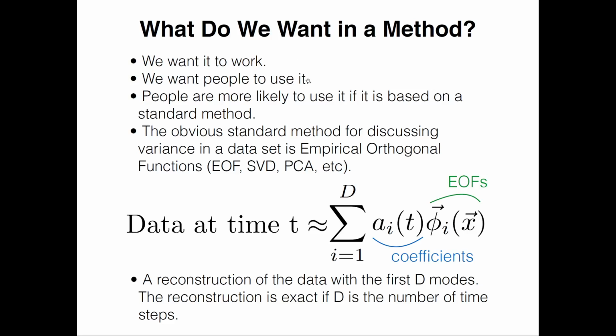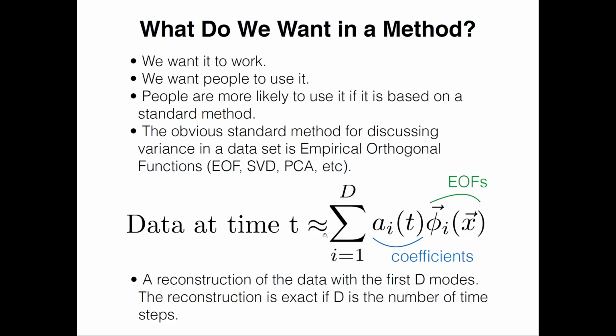And given these two, that it should work and people should use it, people are more likely to use it if it's based on a standard method. That's just a social fact, okay? So it's a lot easier to bootstrap from something that is already well accepted by a wide range of communities. Well, the obvious standard method for discussing variance in a data set is empirical orthogonal functions, right? Also called EOF. Well, that's the short form for EOF, but also called SVD by anyone from a numerical background, certainly, or many people from a mathematical background. PCA by anyone from a statistical background, or perhaps engineering, and so on.